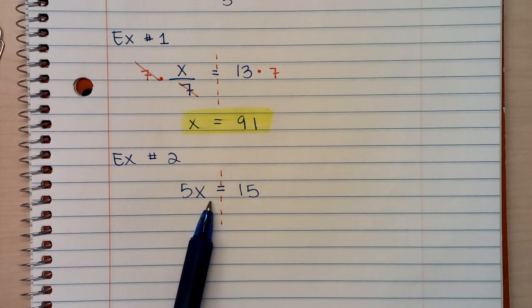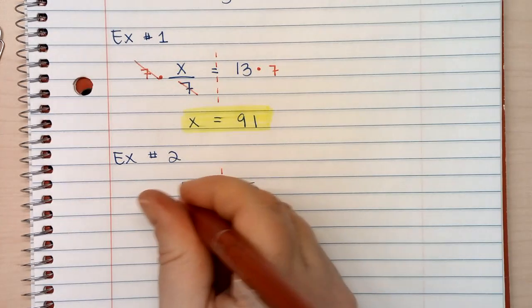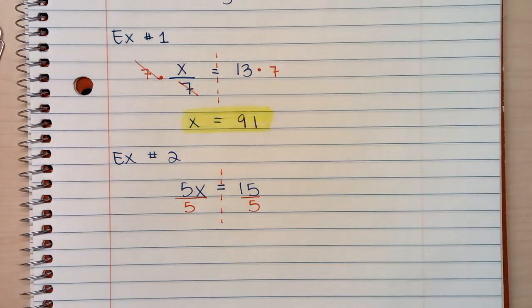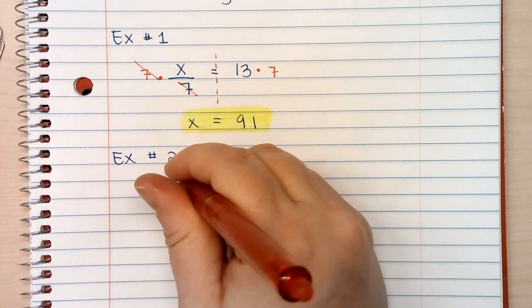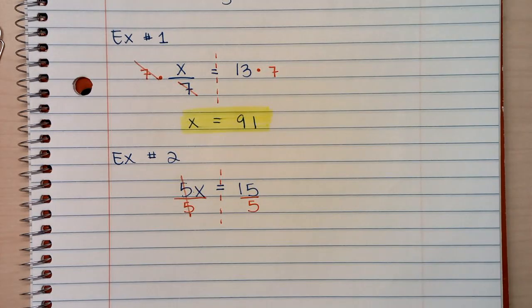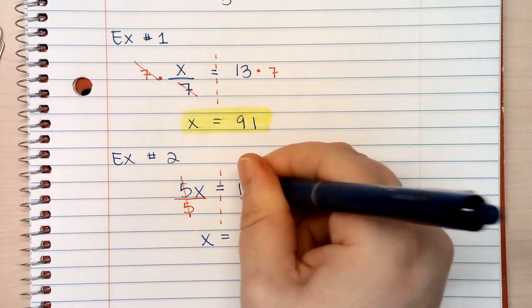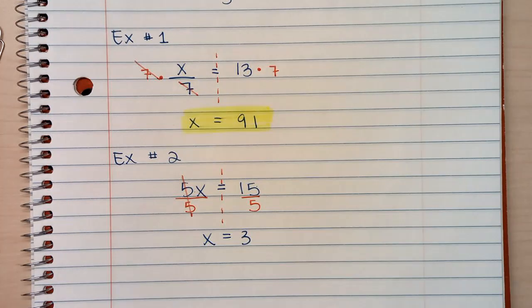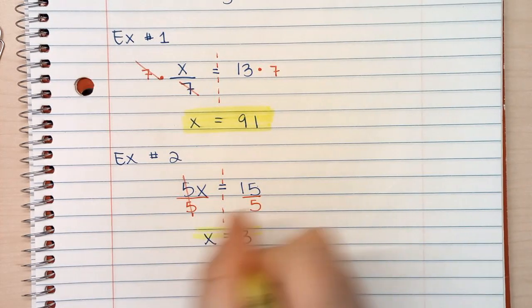Well, the opposite of multiplication is division. So we're going to divide each side by 5. We know that 5 divided by 5 is 1. We don't need a 1 sitting next to our x. It won't change the value of x. So we're going to write x equals 15 divided by 5 is 3. You solved for x, isolated it, done and done.